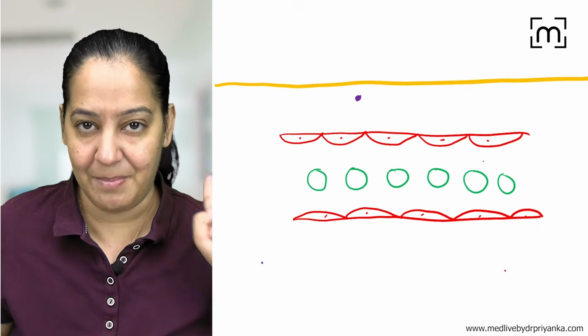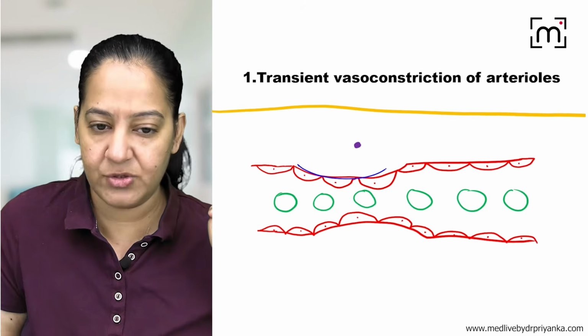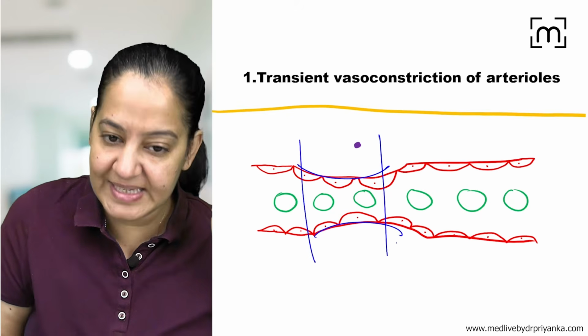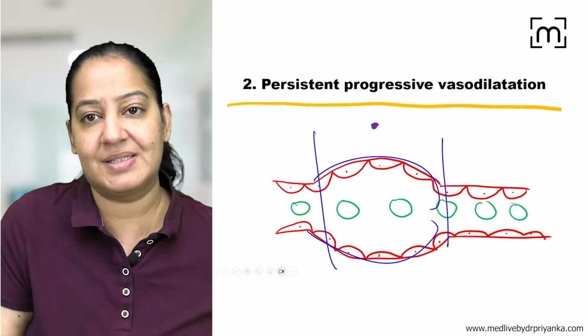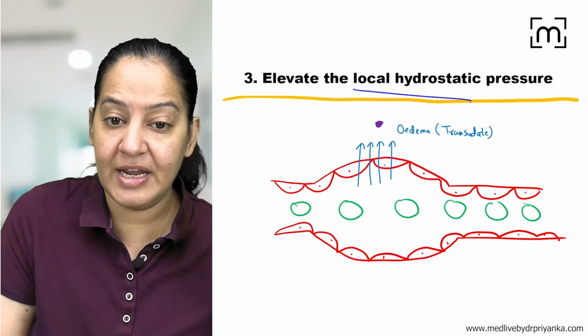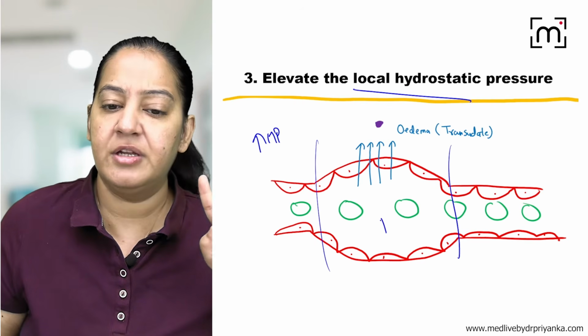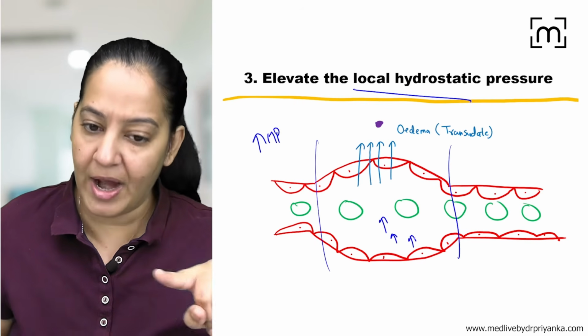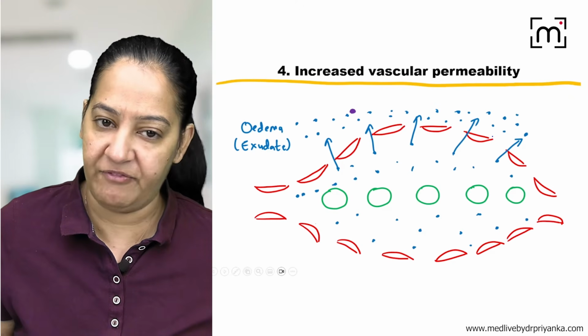So you can see this is the master diagram. We will perform the 5 steps one by one. The first is the vasoconstriction, which is transient. The second is the vasodilatation, which is persistent. The third is the increased hydrostatic pressure. Due to vasodilatation, more blood, more water, more hydrostatic pressure, there is an imbalance and the water leaks out, leading to transudate type of edema.